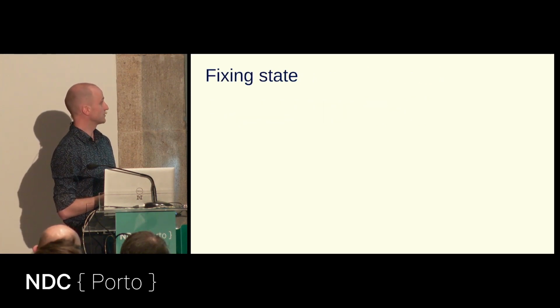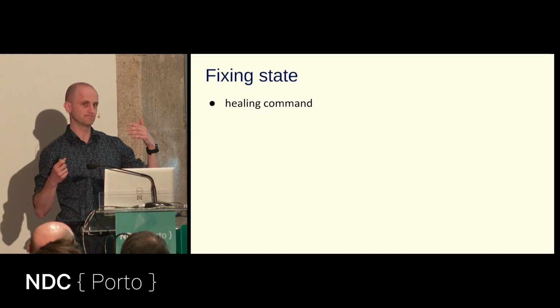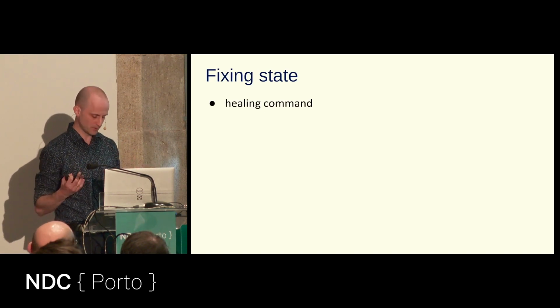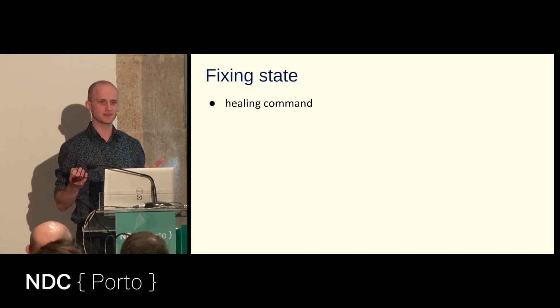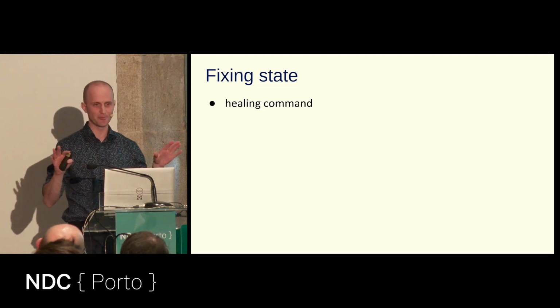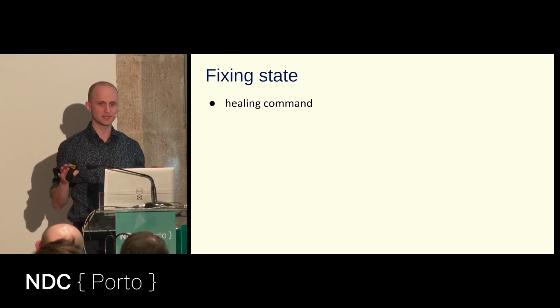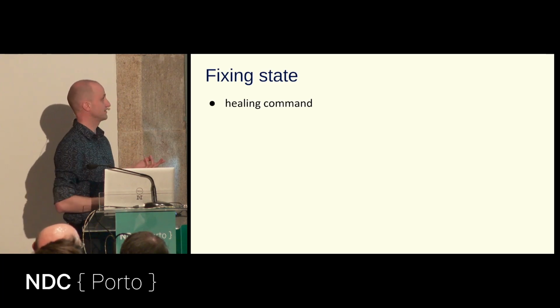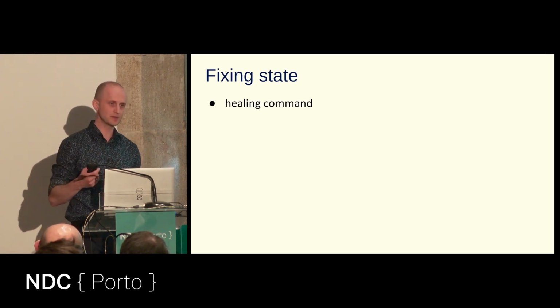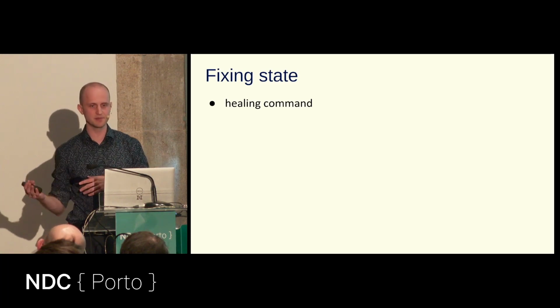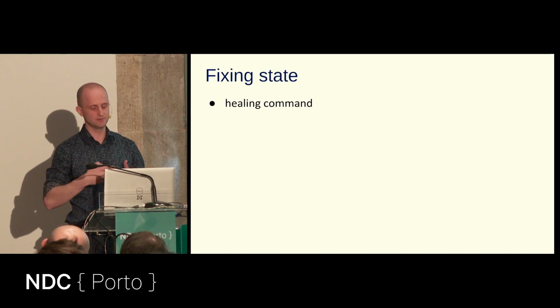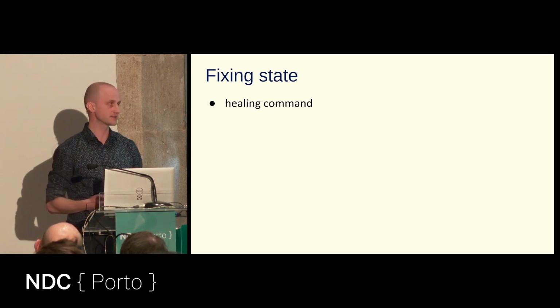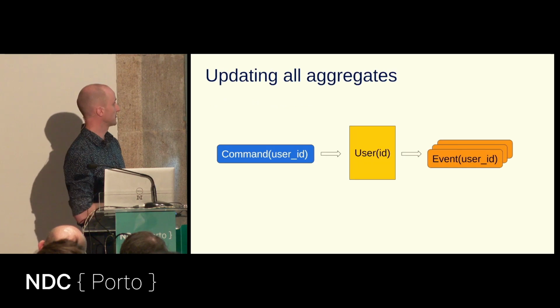Fixing the state. From time to time, you might face the problem that your state is broken, and how do you fix it in event sourcing? There is a temptation to update events in the database. No, events are immutable. They shouldn't be changed. In this case, you should apply something called a healing command. It could be a semi-technical, semi-business thing, or a business thing. This command will most likely produce healing events, and that's the recipe for fixing the state.